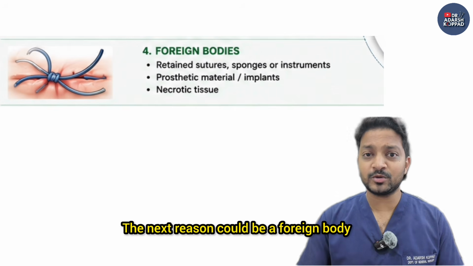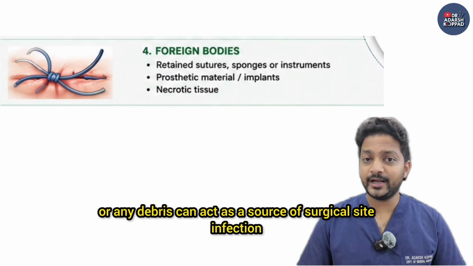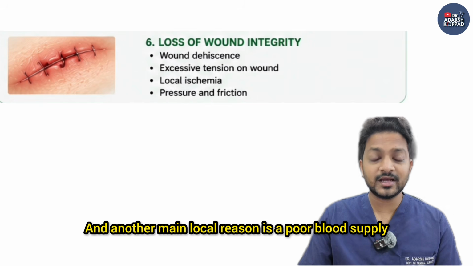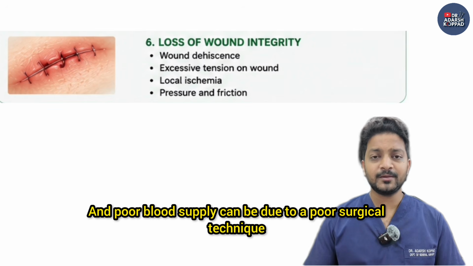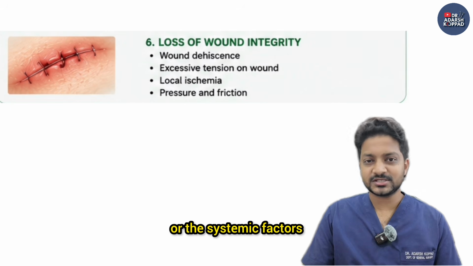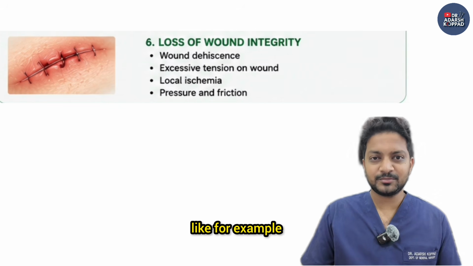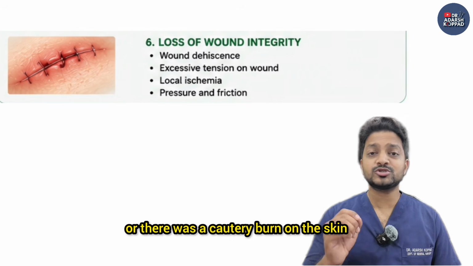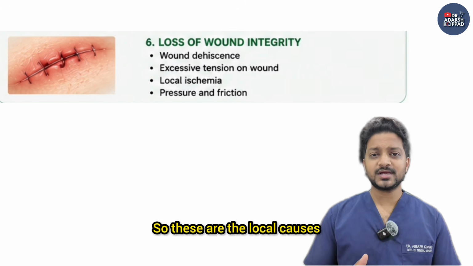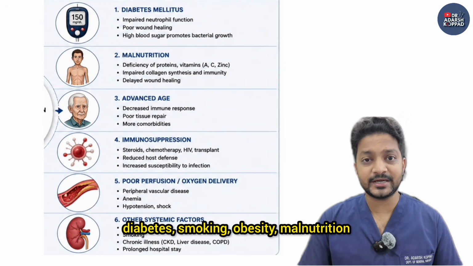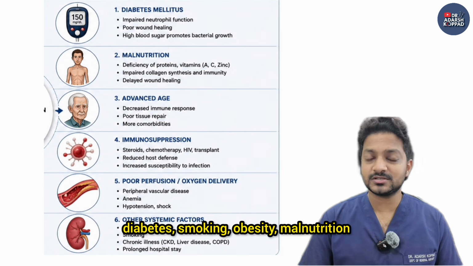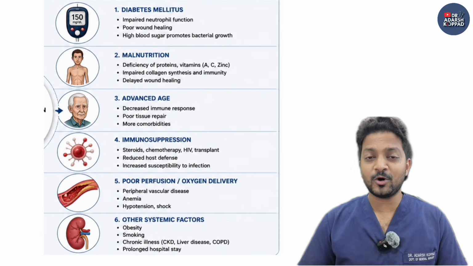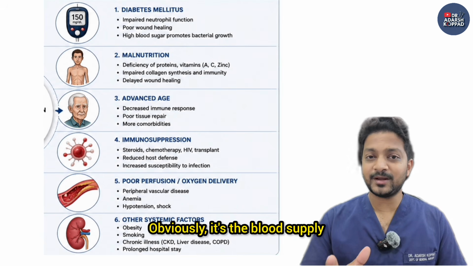The next reason could be a foreign body; a suture, mesh, or any debris can act as a source of surgical site infection. And another main local reason is a poor blood supply. Poor blood supply can be due to a poor surgical technique or systemic factors. Poor surgical technique, for example, you gave the skin suturing to your intern and your intern just strangulated the tissue, or there was a cautery burn on the skin. So these were the local causes, and the systemic causes like immunosuppression, diabetes, smoking, obesity, malnutrition, all these other causes. So what do you think is more important, a cosmetically good suturing or the blood supply? Obviously, it's the blood supply which takes priority.